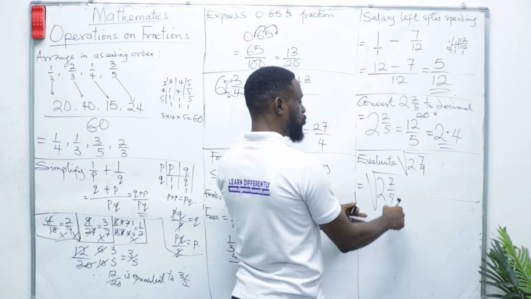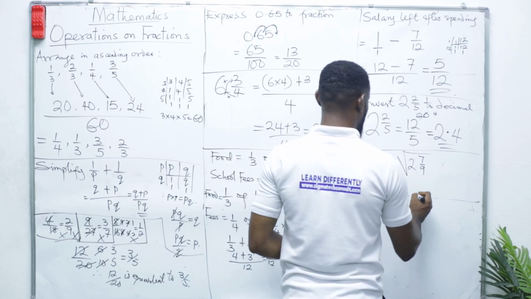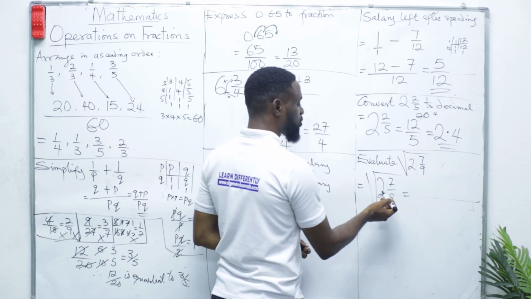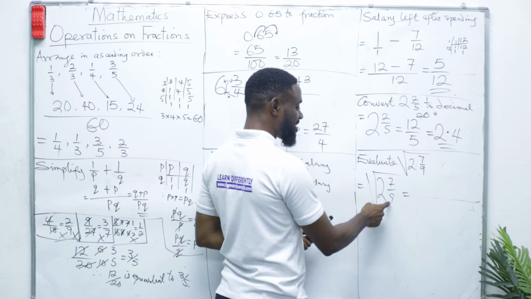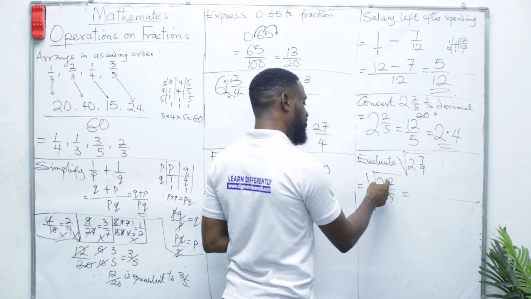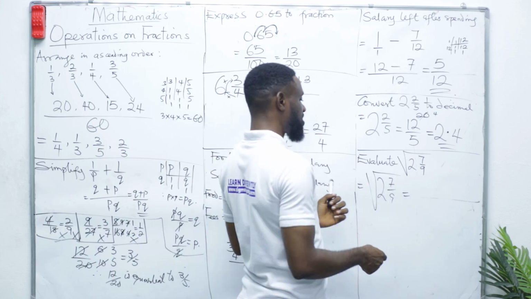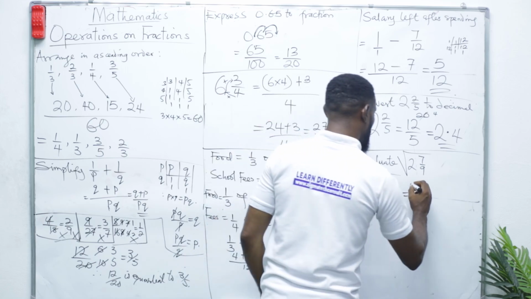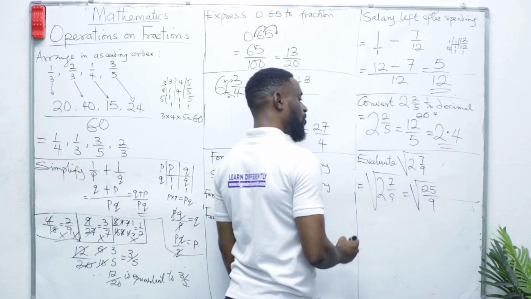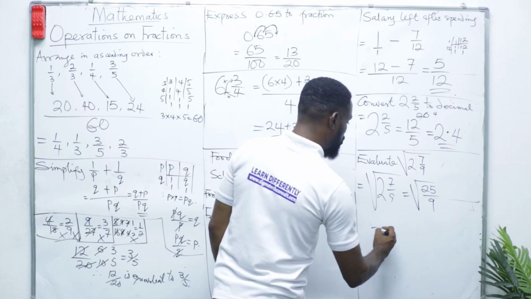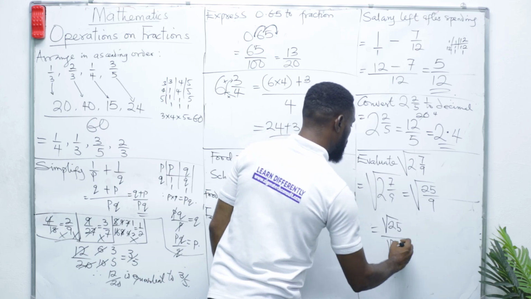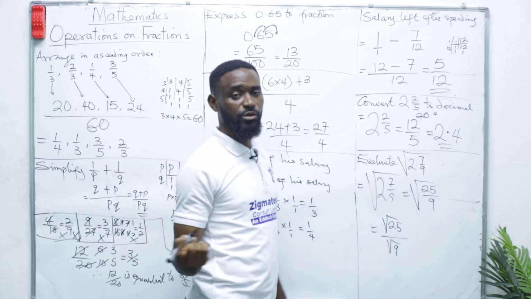So let's do what is inside of this. Of course, let's change this to an improper fraction. 9 times 2 is 18, 18 plus 7 is 25. So this will be equal to 25 divided by 9. This is also the same thing as root of 25 over root of 9. Do you understand the point?